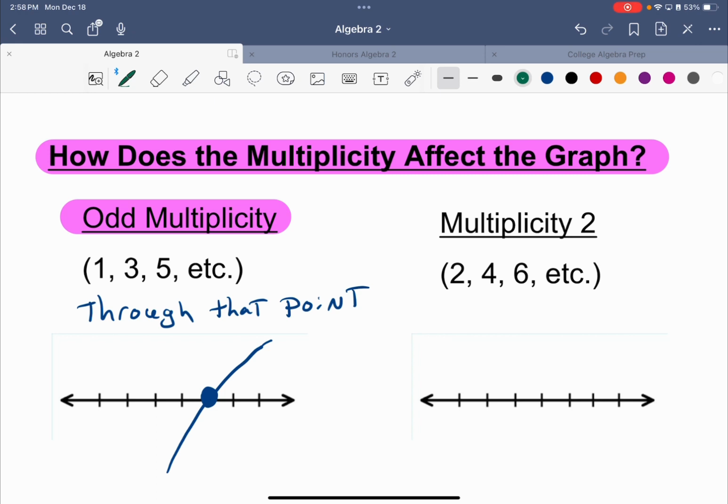If the multiplicity is even, I don't know why it says 2 there. If the multiplicity is even, 2, 4, 6, 8, who do we appreciate?